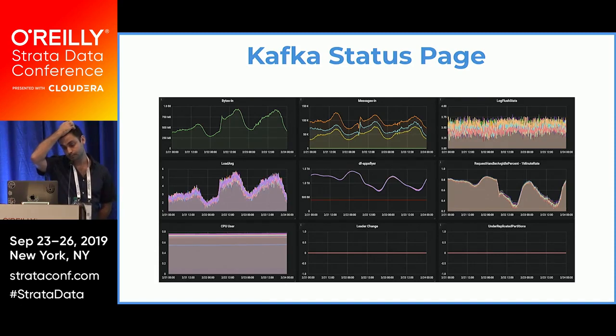And when you're waking up at 3 a.m. to deal with a Kafka-related production issue, you want your key metrics to be in one place. And this is our landing page, where you can see the amount of bytes incoming, the amount of messages, log flush stats, which is how often we write to disk, the load average, CPU usage, disk space, request handler average idle percent, which is how idle the broker is to receive more incoming traffic, leader changes, and under-replicated partitions. And all of these are metrics that we have alerts and pagers on now.